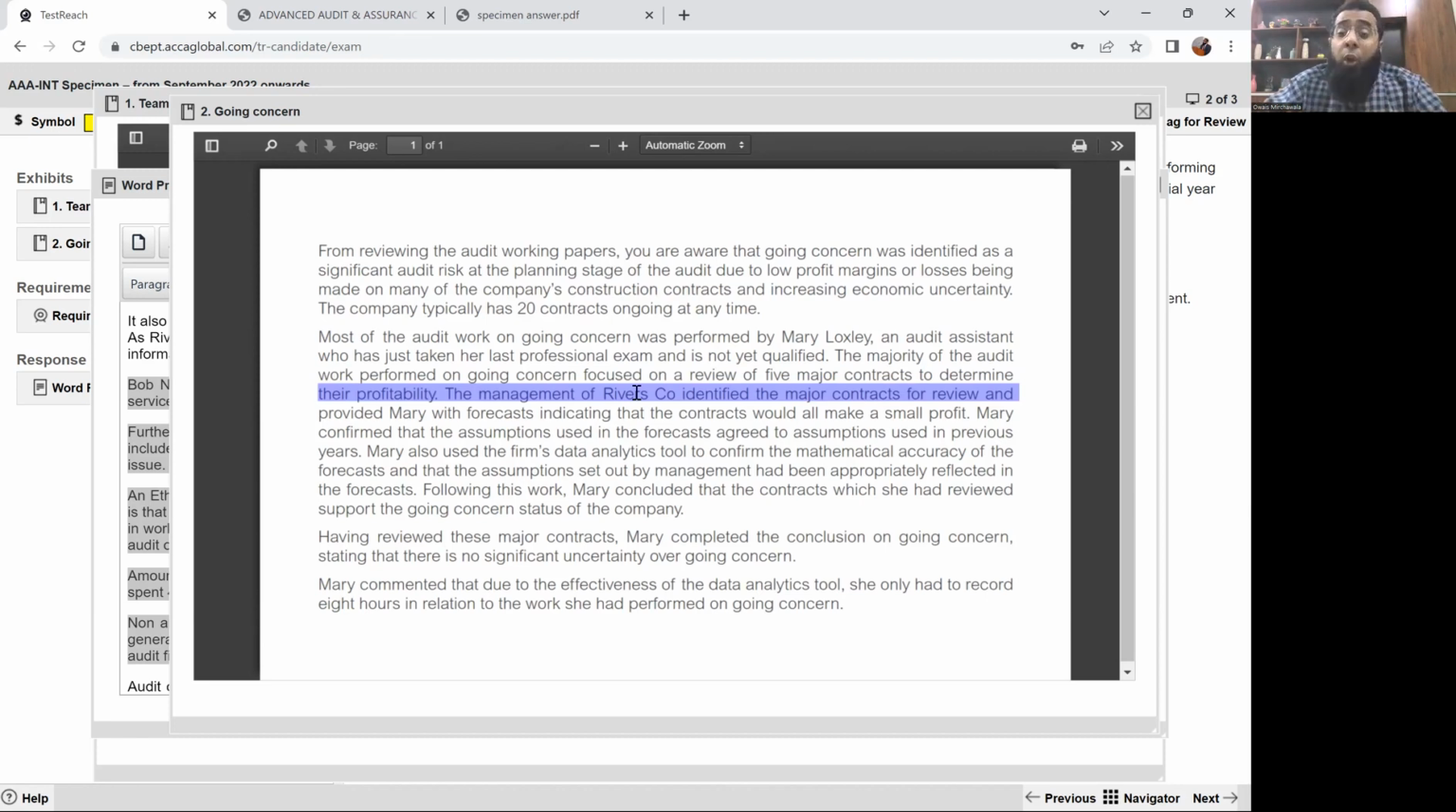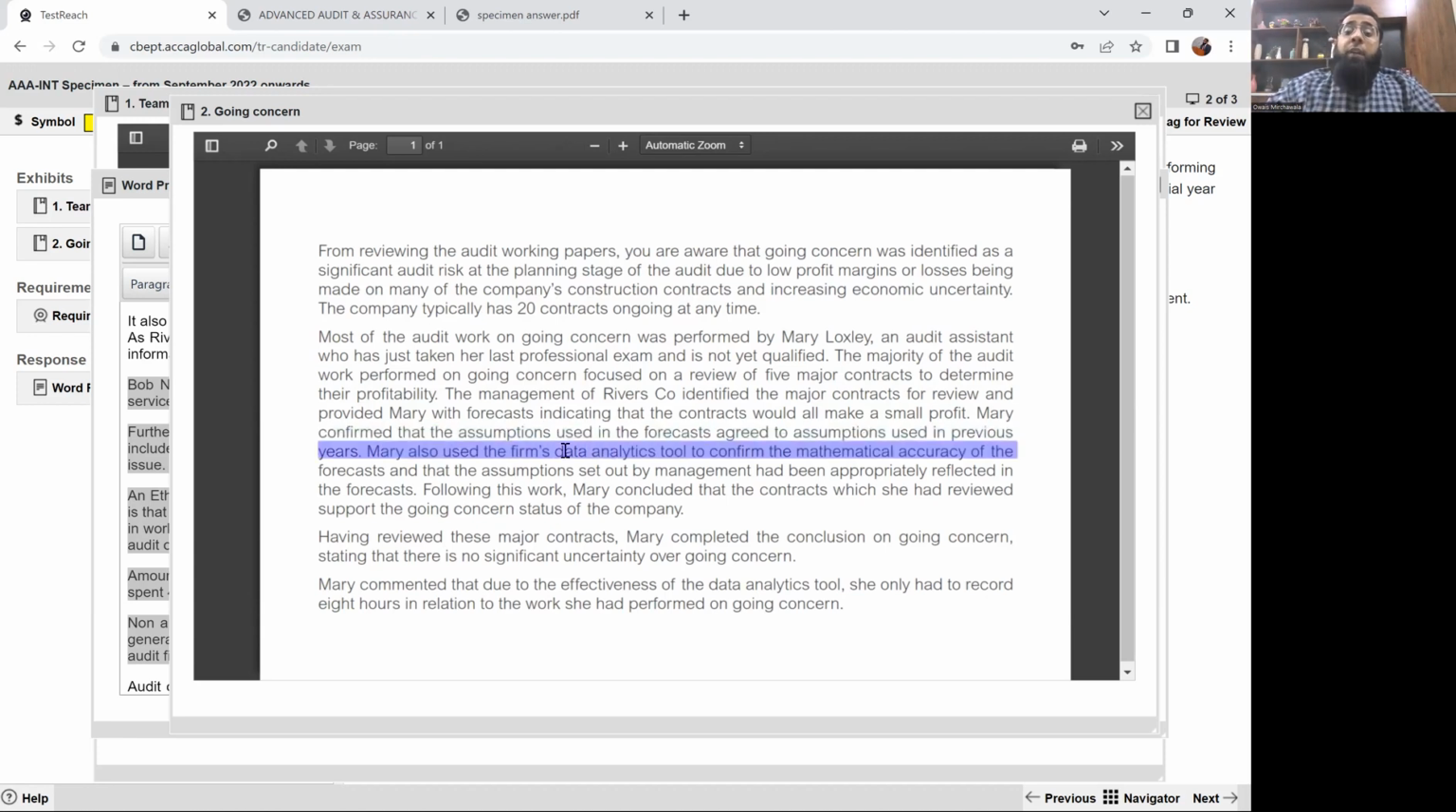Sampling should be done by the auditor. Mary was provided with a forecast indicating that contracts would all make a small profit. Mary confirmed the assumptions used in the forecast, agreed the assumptions used in the previous year. So we also identified the issue here that the previous year will not be a true indicator because this year the company is facing problems. So you shouldn't be comparing it to the past. You should be comparing it with the market data.